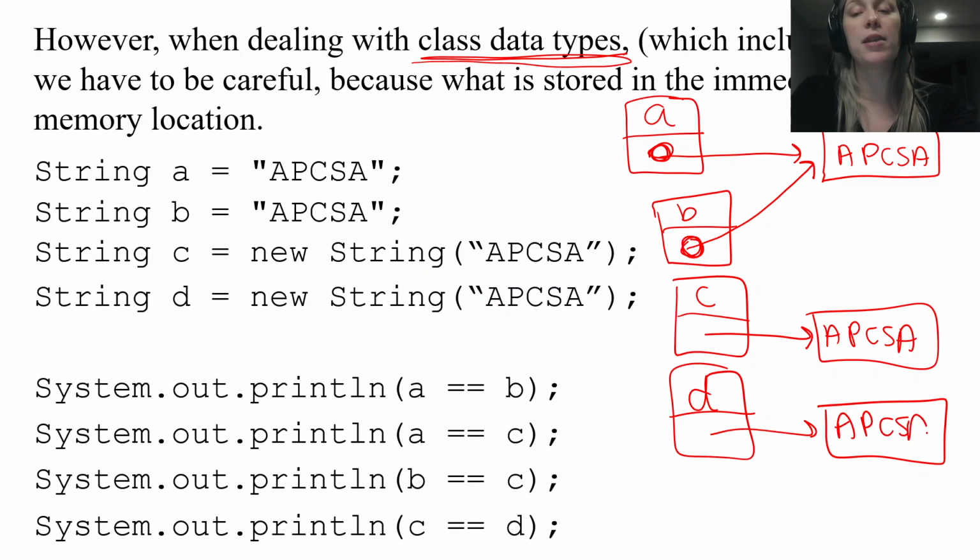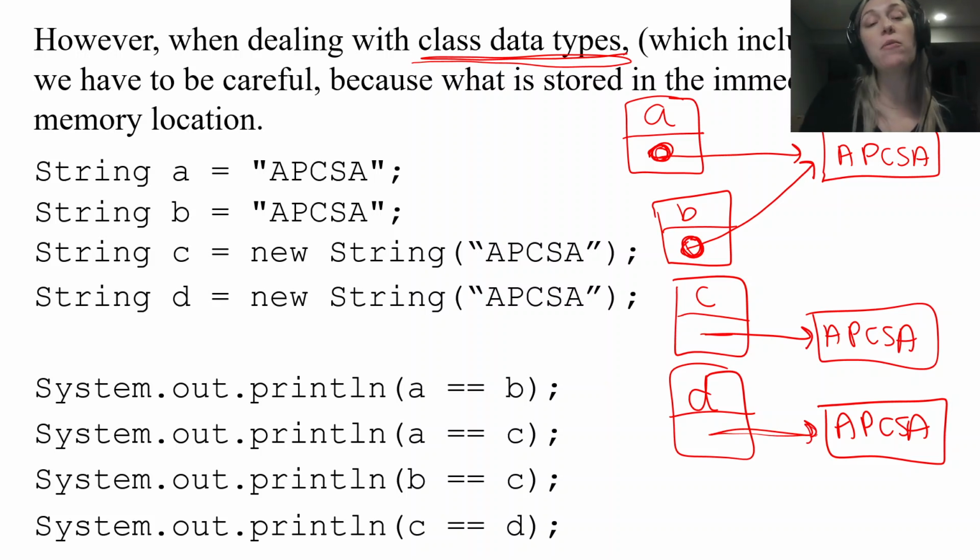Okay. Same thing with D. It doesn't matter that another object has already been created the exact same way. When you explicitly create an object with that new constructor, you are constructing new space in memory. Okay? So in memory, this is kind of what it looks like. A and B have the same address because they both point to the string literal. C and D have different addresses altogether because we constructed a new string.